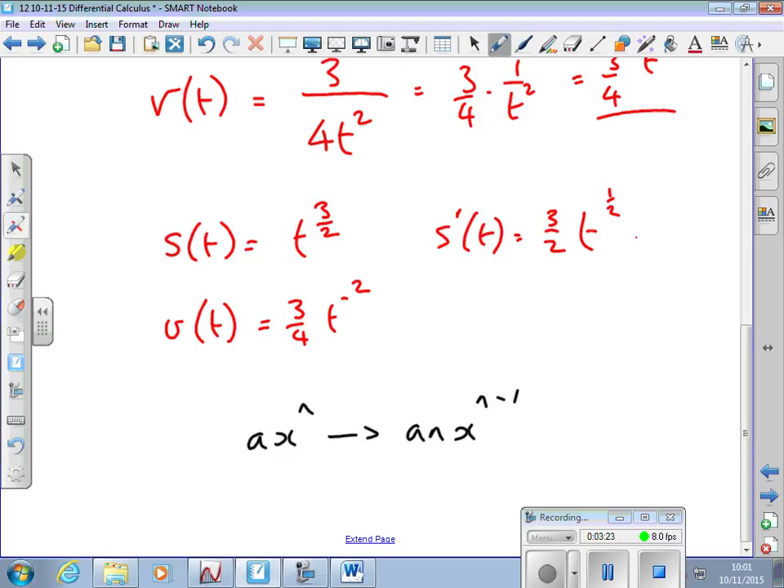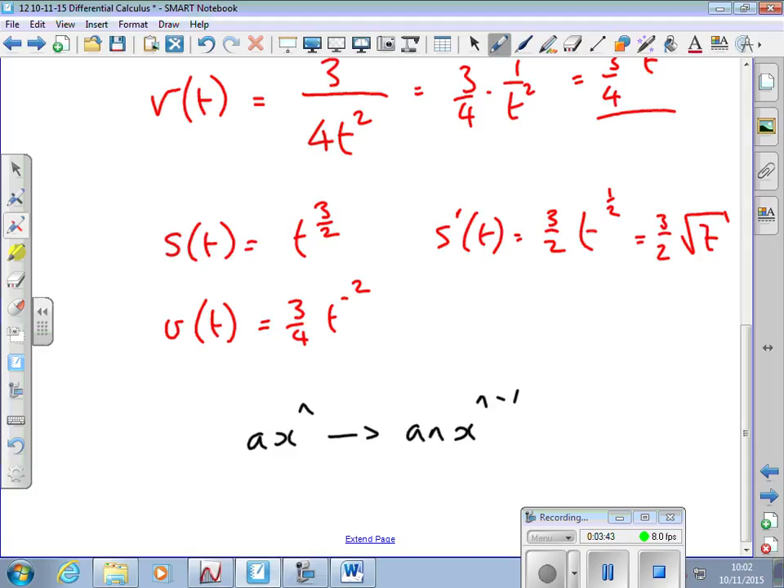I could, if I wanted to, now rewrite this in surd form, in root form, and call that 3/2 times the square root of t, because t to the power 1/2 is the square root. So it's the algebra now we're starting to get into. The rule is the easy bit of the problem.